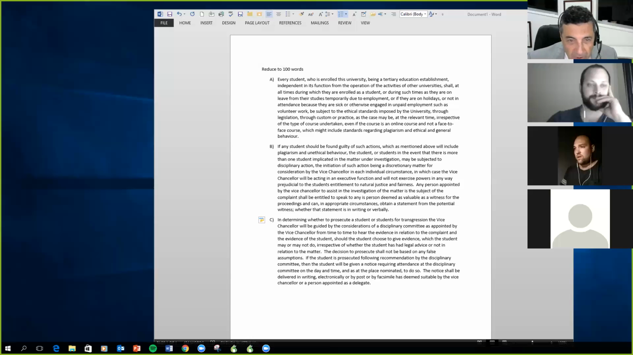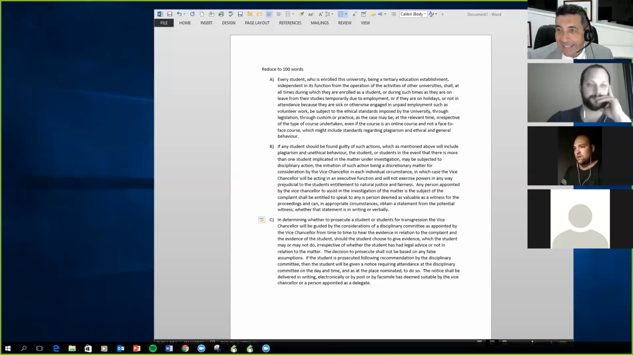What did I put? Mine's a little bit all over the place, but the Vice-Chancellor may initiate disciplinary action against a student for failing to meet the ethical standards. The disciplinary committee will hear evidence relating to the matter. Now, that's actually flowed through into the third one, which is C. So did anyone have a look at C?